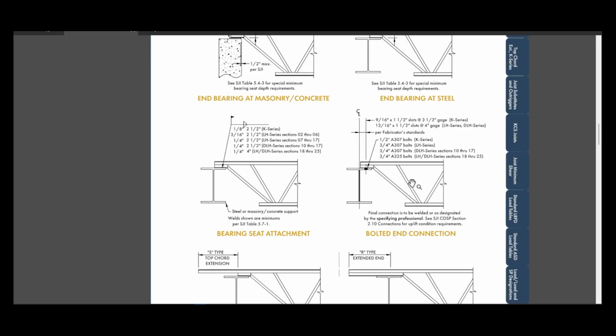In the other figure, these are bolted end connections specifying the slots in the joist with standard gauges. The gauge 3.5 is for K series and gauge 4-inch is for LH and DLH series. Based on the type of joist, there are erection bolts noted, like half-inch dia A307 bolts, 3/4 dia A307 bolts for LH series, 3/4 dia A307 erection bolts for DLH series from section 10 to 17, and 3/4 dia A325 bolts for LH and DLH series from sections 18 through 25.